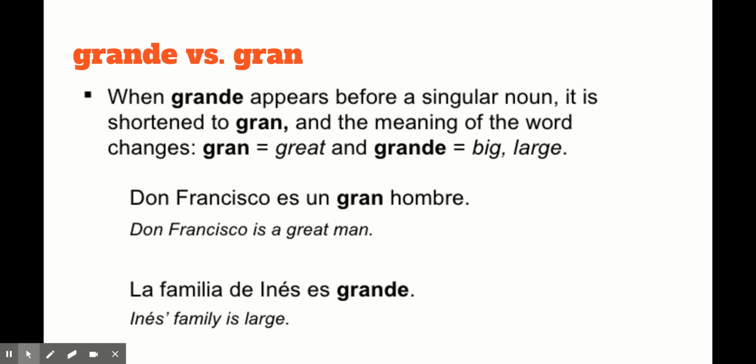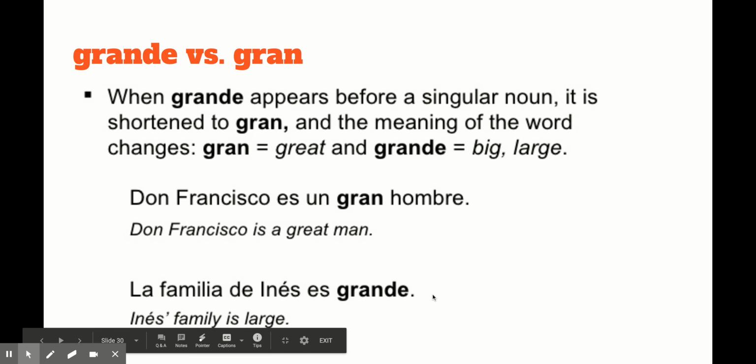Great, awesome, super, gran. That's the very last one, though. That changes a little bit of meaning. So again, if you really just want to write big picture here, gran, great, grande, big. Be careful. Gran also coming before the noun, grande coming after the noun, in this case, after the verb.